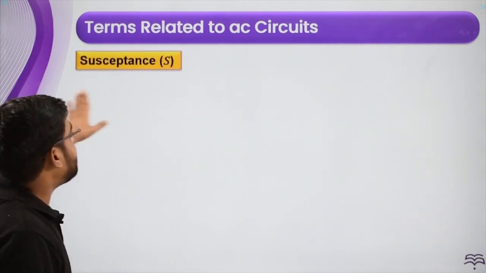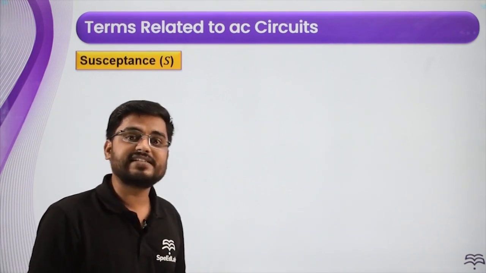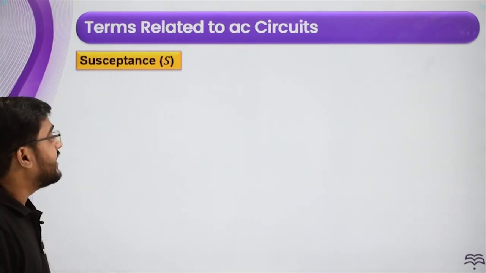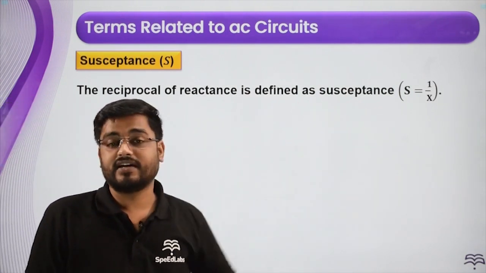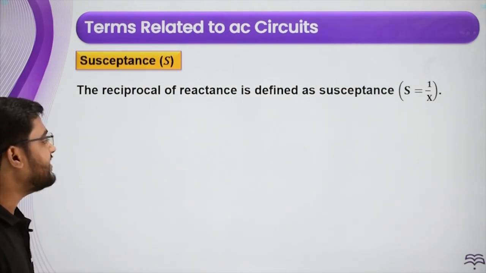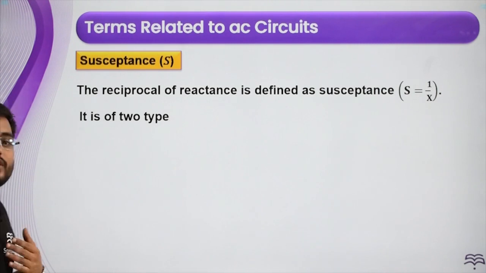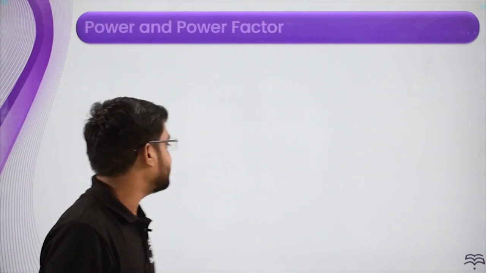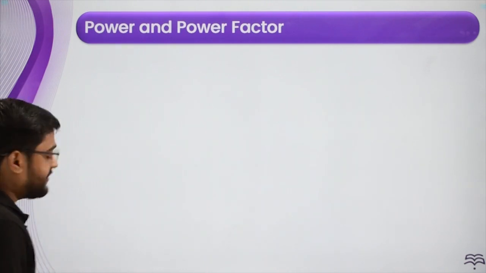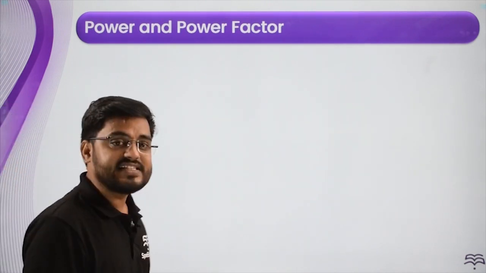Now, susceptance. Susceptance is basically the reciprocal of reactance. Reciprocal of reactance is defined as susceptance. And again there are two types: the reciprocal of inductive reactance and the reciprocal of capacitive reactance. So that is going to be our inductive susceptance and capacitive susceptance.